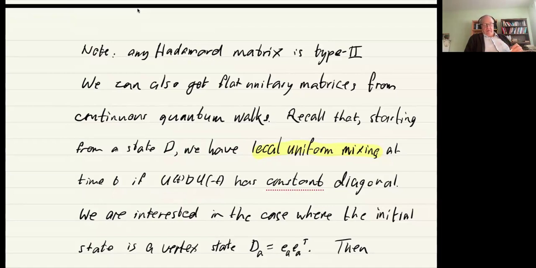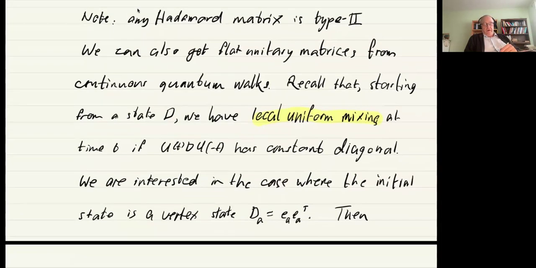Now we're not going to start from such general states. We're going to start from what I would call vertex states. Okay, so we're interested in the case where the initial state is a vertex state, denoted either by D sub a or E sub a E sub a transpose. So this is a diagonal matrix with one diagonal entry equal to 1 and everything else equal to 0. Okay, so in the context of mixing, it's almost invariably assumed you're starting on a vertex state, although you can define it more generally.